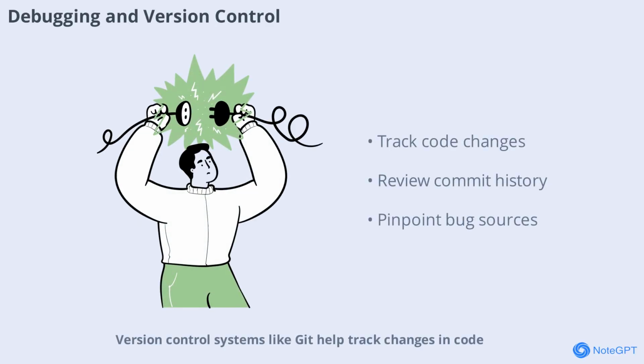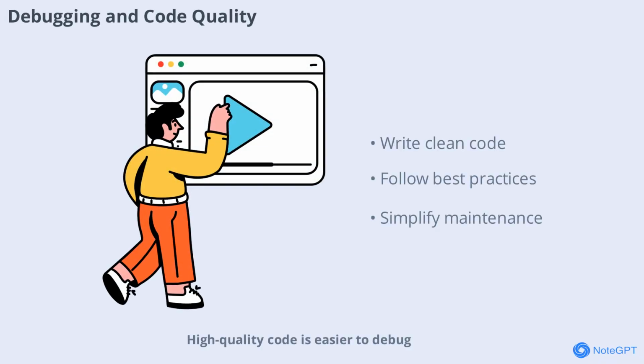Version control systems like Git help track changes in code, making it easier to identify when and where bugs were introduced. By reviewing commit histories and using features like blame, developers can pinpoint the source of issues and roll back problematic changes if necessary. High-quality code is easier to debug.